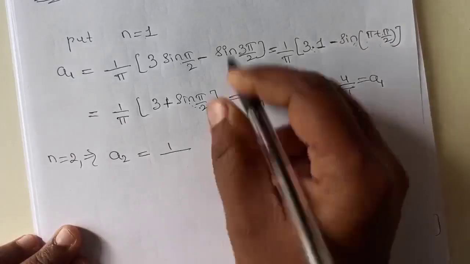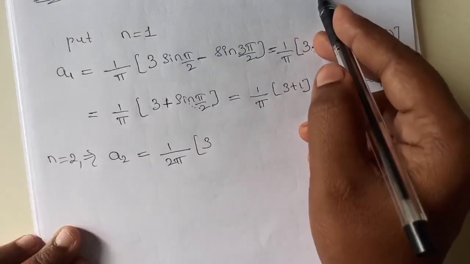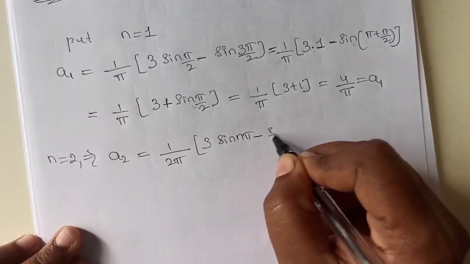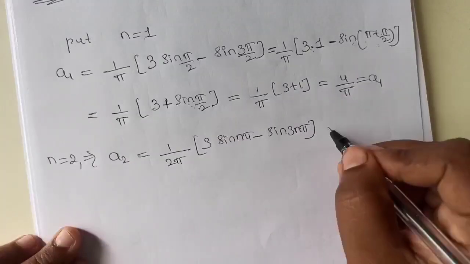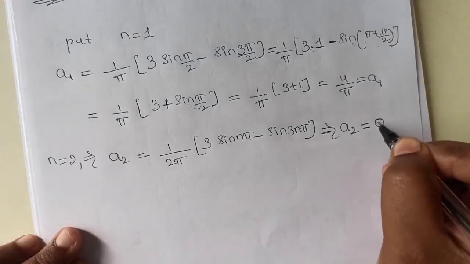a2 is equal to 1 divided by 2 pi [3 sine n pi minus sine of 3n pi]. We know that sine of any multiple of pi is equal to 0, therefore we get a2 value is equal to 0.